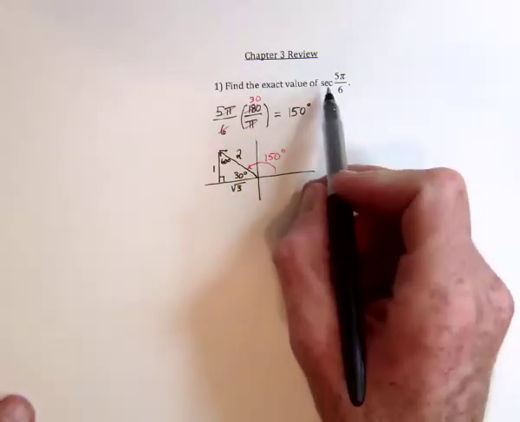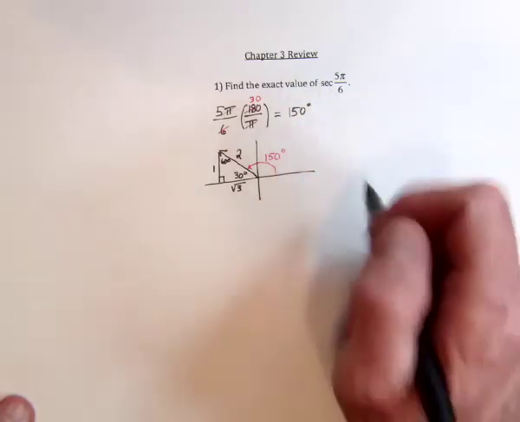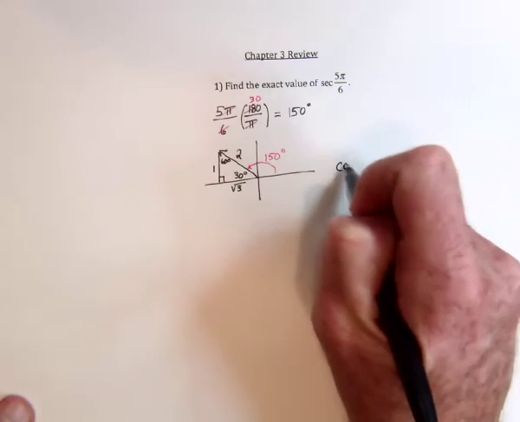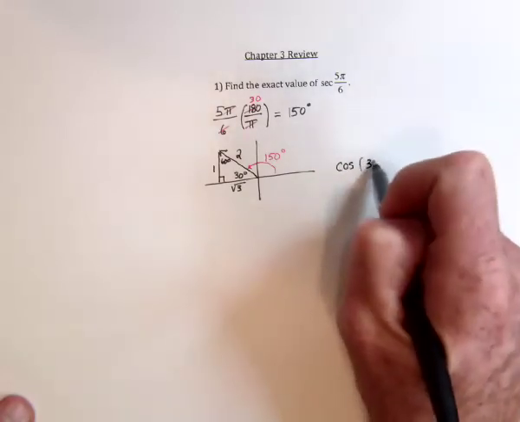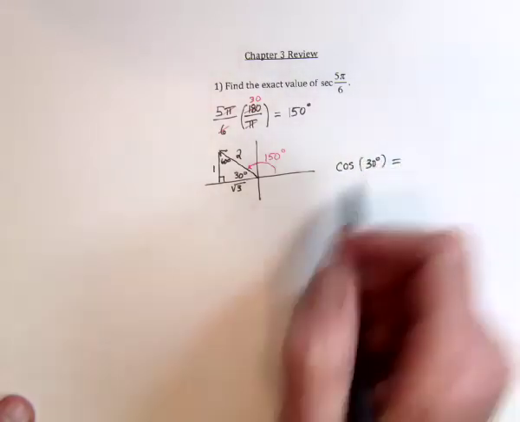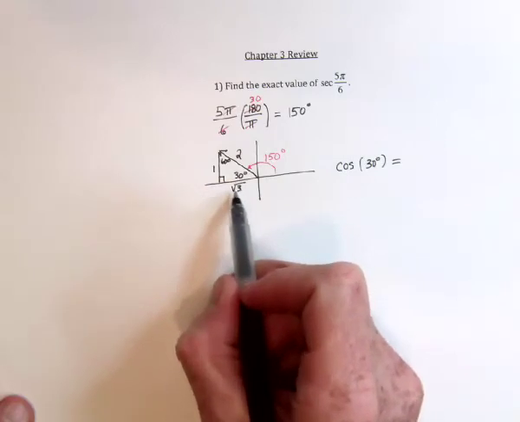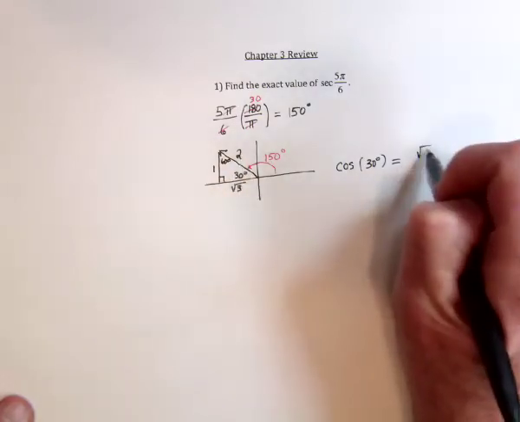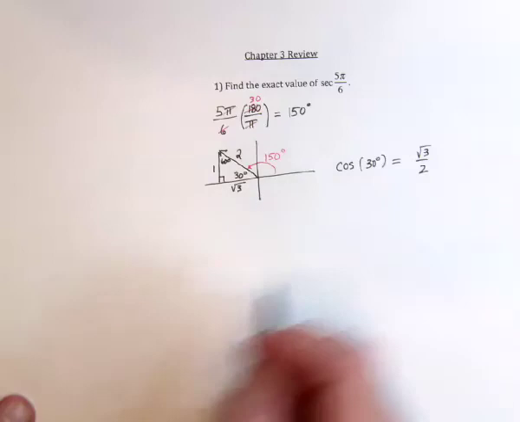So then for secant, well, I know that that's 1 over cosine, so I'll first find cosine. So cosine of 30 degrees is going to be adjacent over hypotenuse. So square root of 3 over 2.